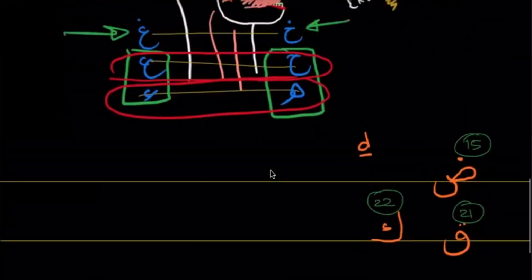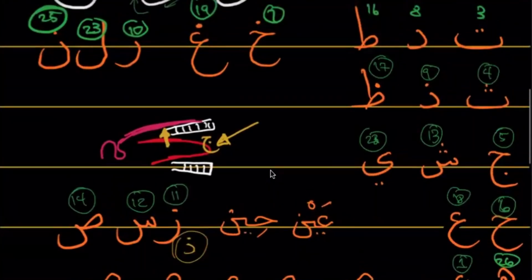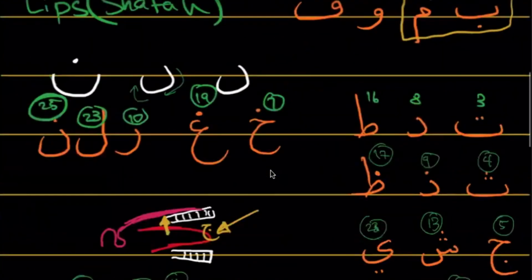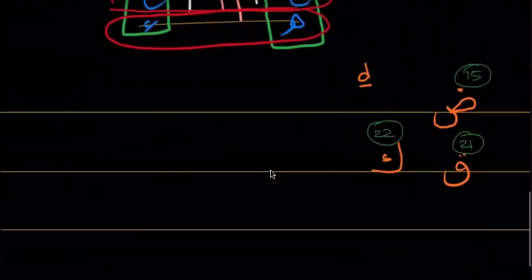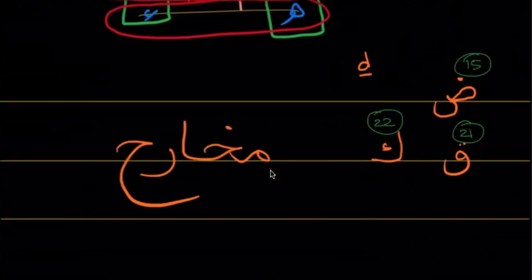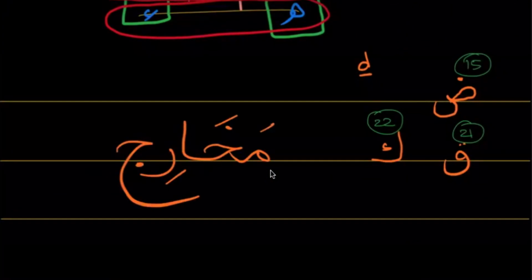So now you just saw all the families. And what makes these letters related to these other letters? All of what we have just gone through today is Makhraj, exits. Exits of the letters. Not the attributes of the letters, the exits of the letters.